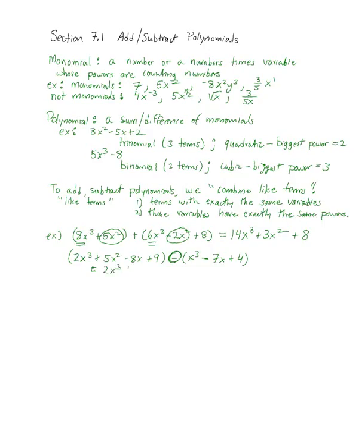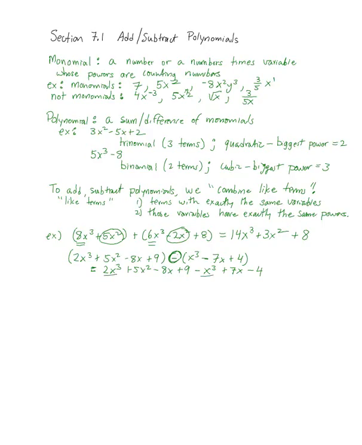2x cubed plus 5x squared minus 8x plus 9. When I distribute that through, I get minus x cubed. Minus and a minus makes a plus 7x, and then a minus 4. I find if students don't distribute that minus sign through, they goof up and they drop one minus sign somewhere. That's why I say I really almost require that you run that minus sign through. Take the extra time.